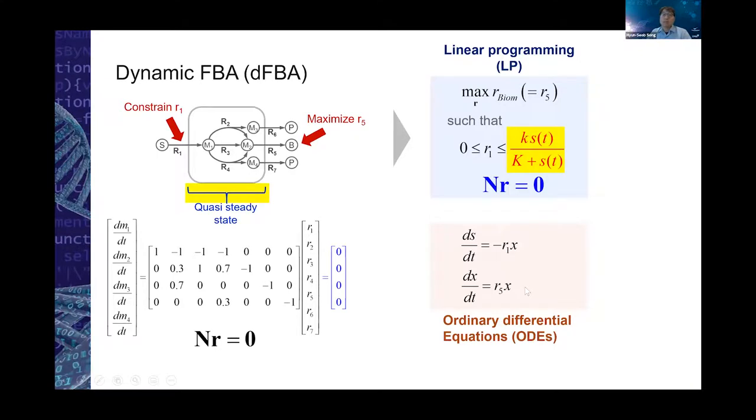And to solve these two ordinary differential equations, I have to know what R1 and R5 are. These R1, R5 are determined from linear programming under a given constraint. Of course, even though the upper bound of R1 changes in time, at a given time it is fixed. Therefore, with a fixed upper bound of R1, we can solve linear programming and get the specific flux vector. What I need is R1 and R5.